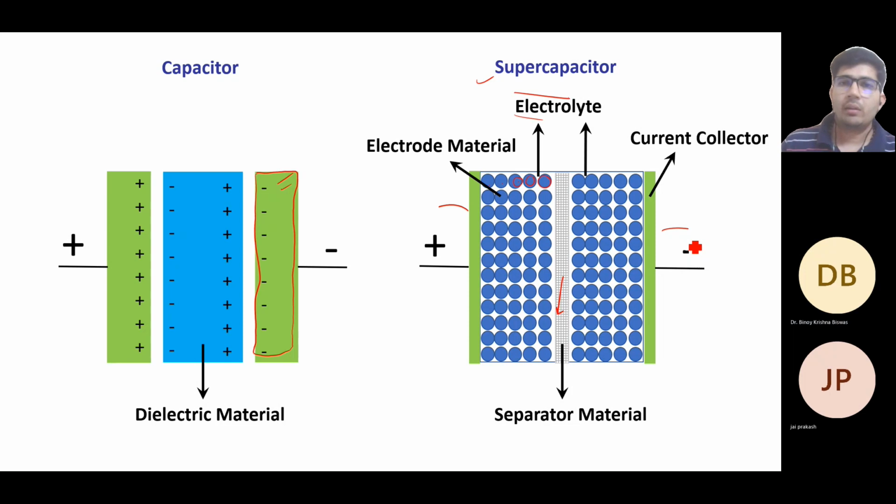Okay. So in a supercapacitor, you can see the electrode materials are in the form of particles. So the total surface area has been increased. And the electrolyte is filled in between them. So now there is more area and they are having more interaction, so they can store more energy as compared to the capacitor.